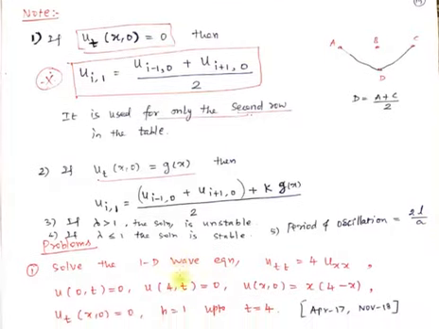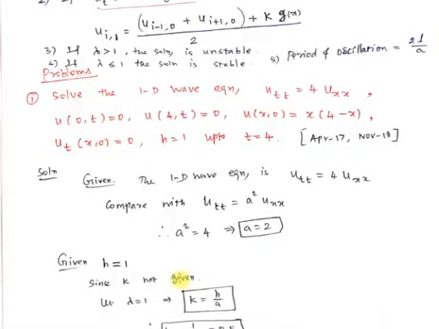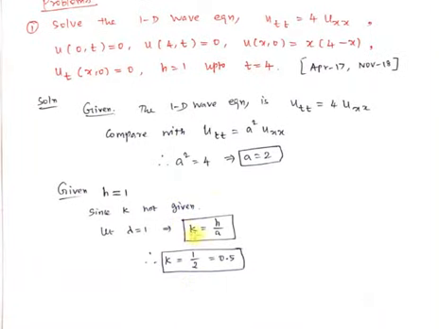Now we move to the problem. Solve the one-dimensional wave equation utt equal to 4 times uxx with the conditions u of 0 comma t equal to 0, u of 4 comma t equal to 0. So these two are the boundary conditions. Here x value is 0, here x value is 4. So x value lies between 0 to 4.